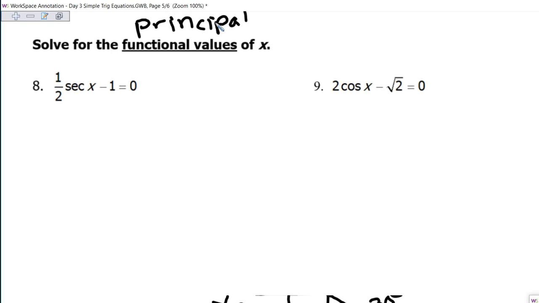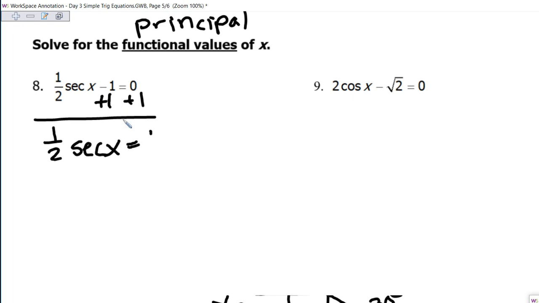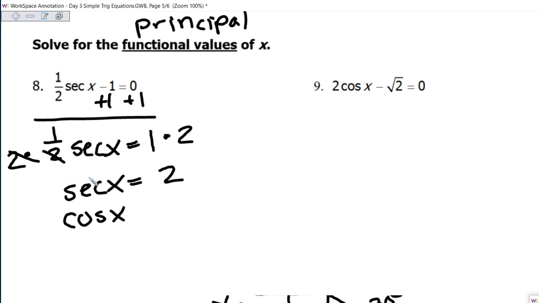Now the first thing we need to do is go ahead and get the trig by itself. What would be the first step to get secant by itself? Add 1 to both sides. So that would be 1/2 times the secant of x is equal to 1. And I heard multiply both sides by 2. So that gives us secant of x is equal to 2. Instead of secant, I need to convert that to cosine. So that's 2 over 1, so this would be 1/2.